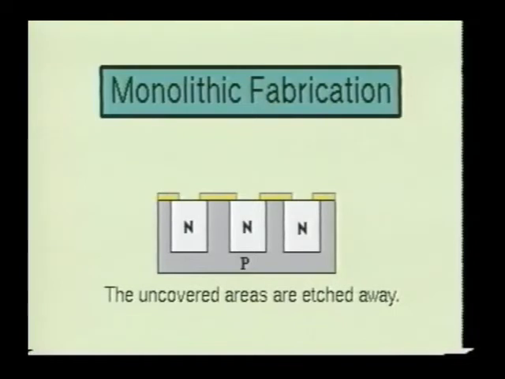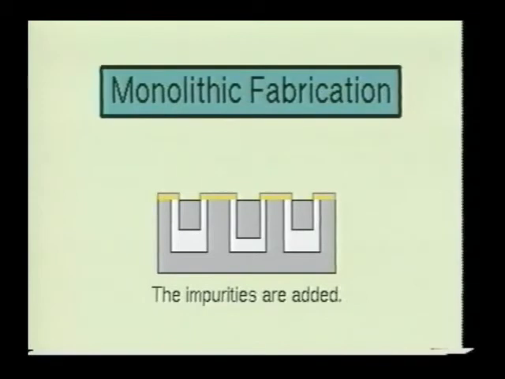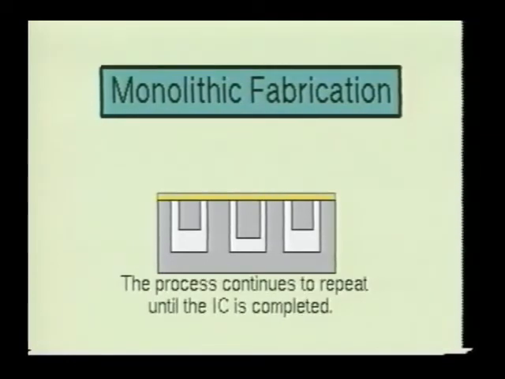Once again, the areas which were exposed to the light are etched away. The part of the wafer not covered by the silicon dioxide is then exposed to more P-type impurities. This same process is repeated as many times as necessary to build the desired circuit.